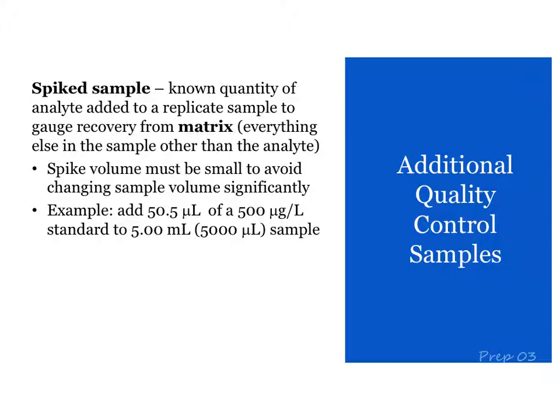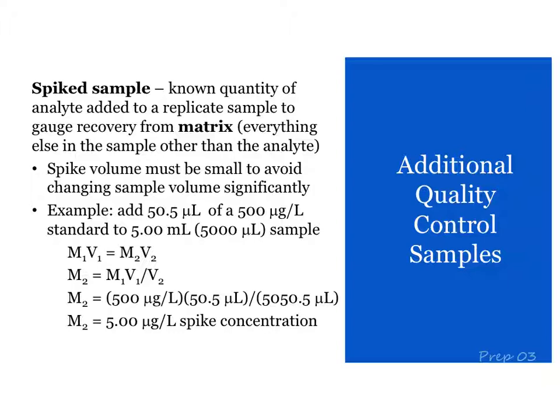The book suggests adding a 50.5 microliter spike of a 500 microgram per liter standard to a 5 milliliter or 5,000 microliter sample. Using our dilution calculation, we can calculate that this would result in an increase of 5 micrograms per liter of the analyte. Now in practice, it's not typical to see a pipette that adds 50.5 microliters in one shot. It's more likely that you'd add 50 microliters than a 0.5 microliter of the standard.